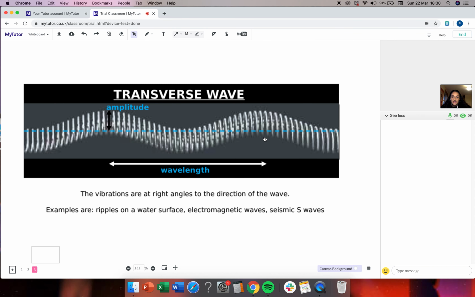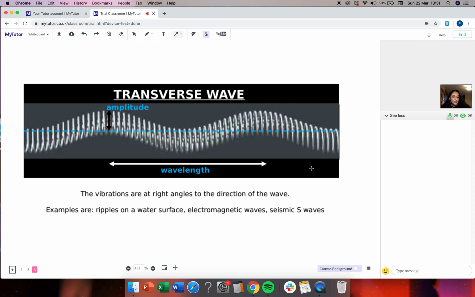Now we'll move on to transverse waves. Again, we use a slinky, but this time imagine moving the slinky up and down. It creates a pattern that looks like this. Here we have the amplitude of the wave depicted by this black arrow, which is the area from the equilibrium to the highest point or the lowest point. They're both equal. We also have the wavelength, which is the distance between two peaks, which is the highest point of the wave, or two troughs, which is the lowest point of the wave.